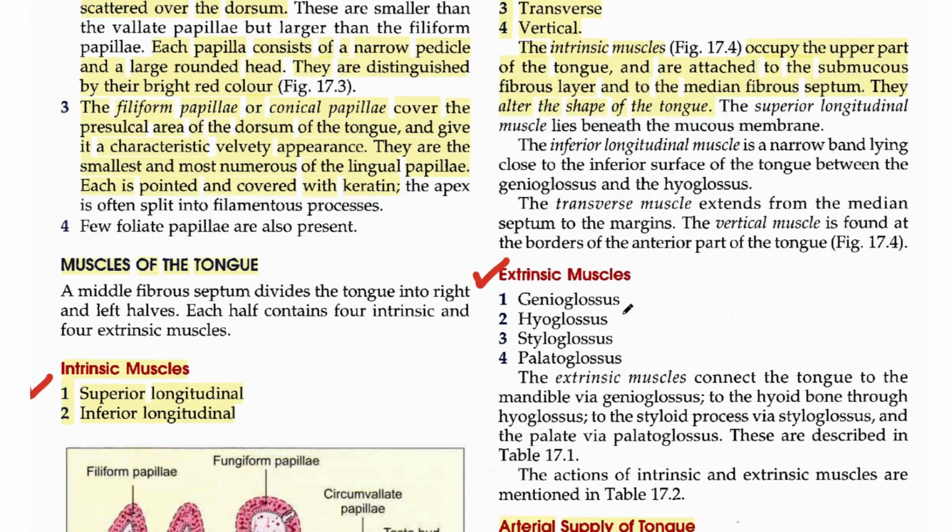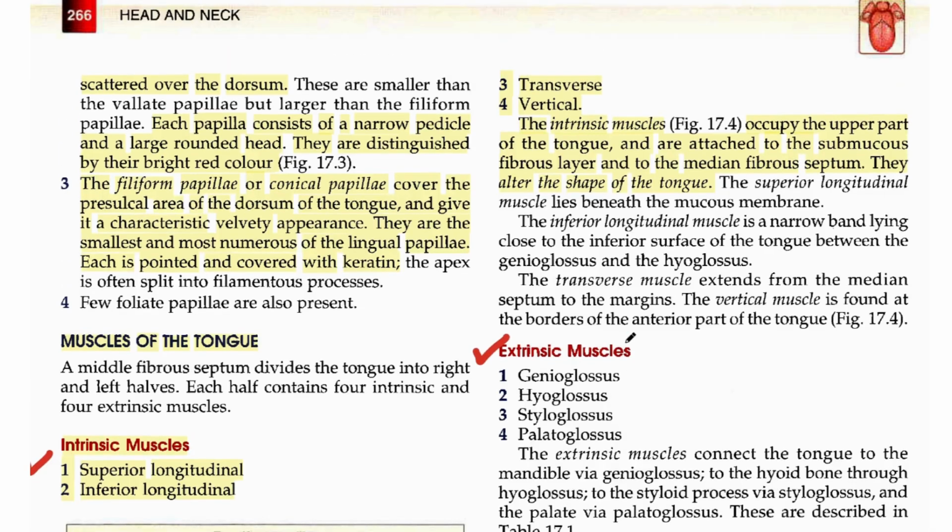The extrinsic muscles are again divided into four: the genioglossus, hyoglossus, styloglossus, and palatoglossus. The extrinsic muscles connect the tongue to the mandible via genioglossus, to the hyoid bone through hyoglossus, to the styloid process via styloglossus, and to the palate via palatoglossus. It is basically the terms. Genioglossus connects the tongue to the mandible. Hyoglossus, hyoid bone. Styloglossus, styloid. Palatoglossus is the palate. In this way, you can remember the different extrinsic muscles of the tongue and what they connect.